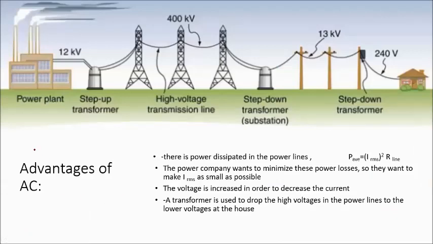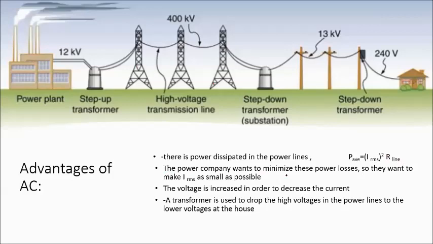Okay, so this is the power distribution system from power plant to houses. So there is power dissipated in the power lines, that is equal to P is equal to I RMS squared times R of the line, or resistance ng conductors.